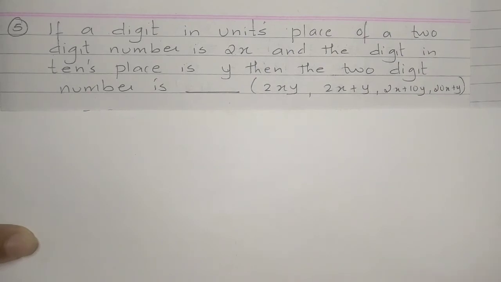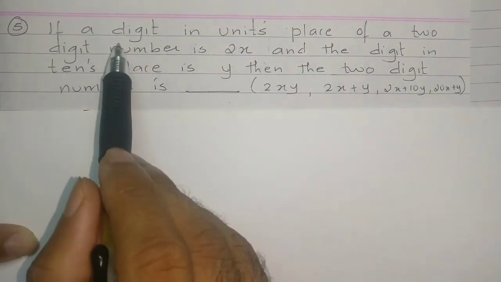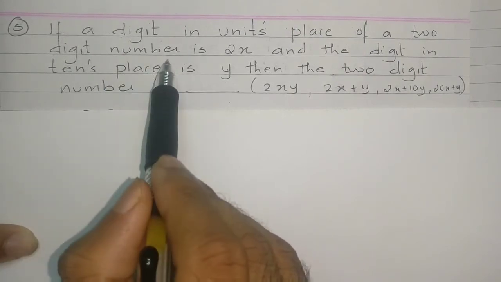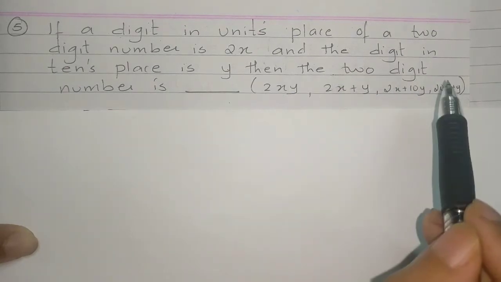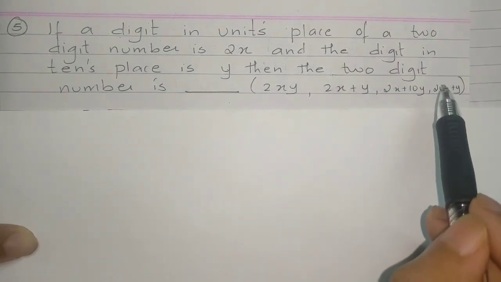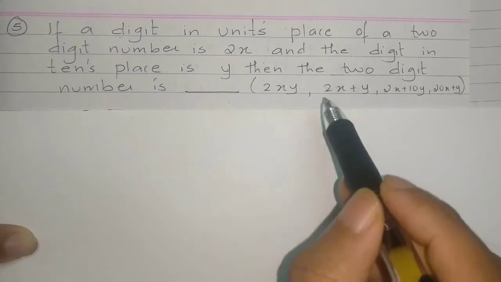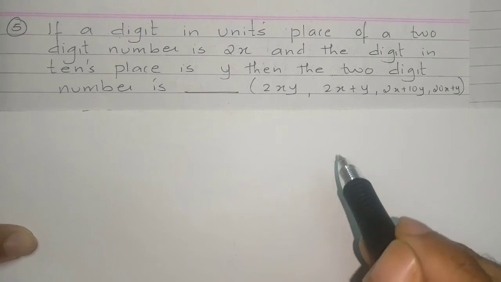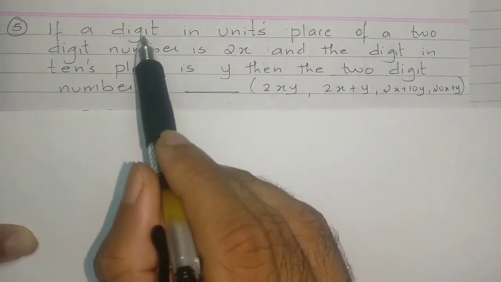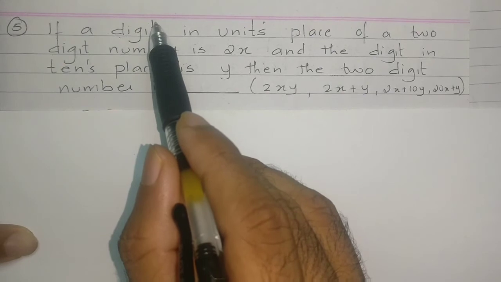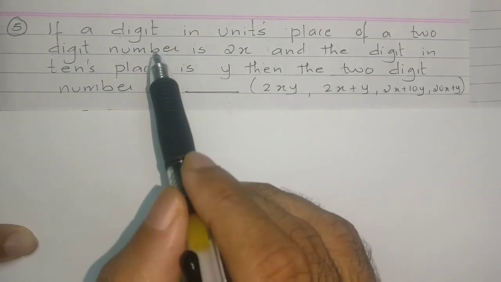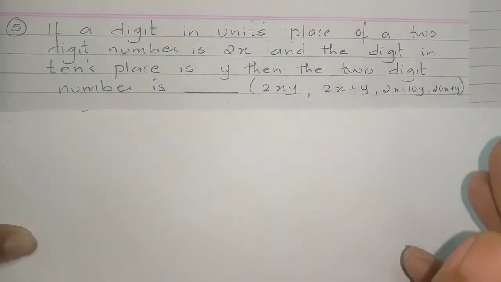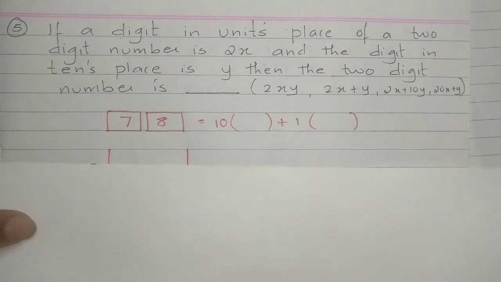Now, if you don't know the difference between the word digit and the number, definitely you're not going to be able to solve this problem. But in case you still don't know, go in the description box. I've uploaded a video on word problems where I am explaining the difference between a digit and a number. Check that out and you'll be able to solve it. But don't switch over right now. I'll just try to give you an idea.